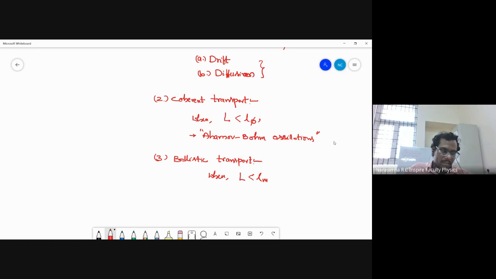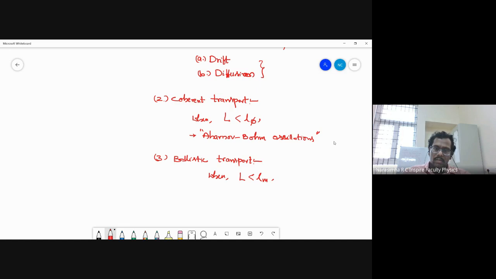What do you mean by ballistic? It's like a bullet transport, so without any scattering. There will not be any change in the direction of the momentum or change in the magnitude of the momentum. So the charge carriers will not experience any scattering mechanism. They directly transport from one end to the other end without any scattering effects. So such transport is called ballistic transport.